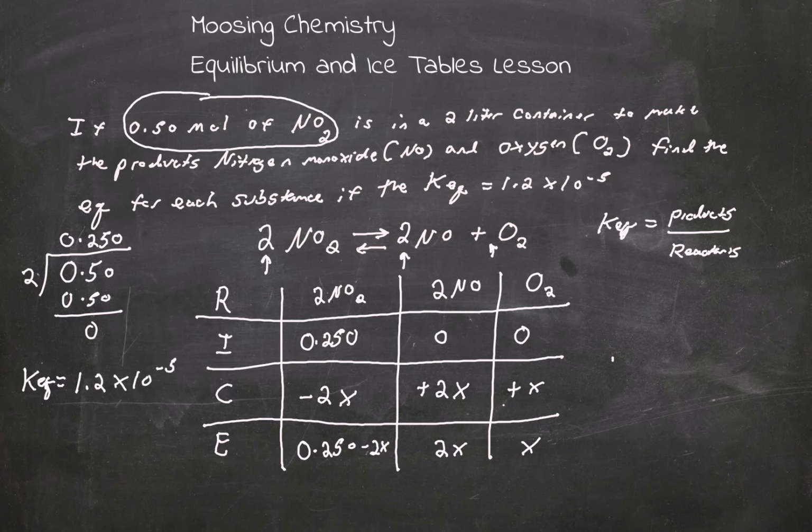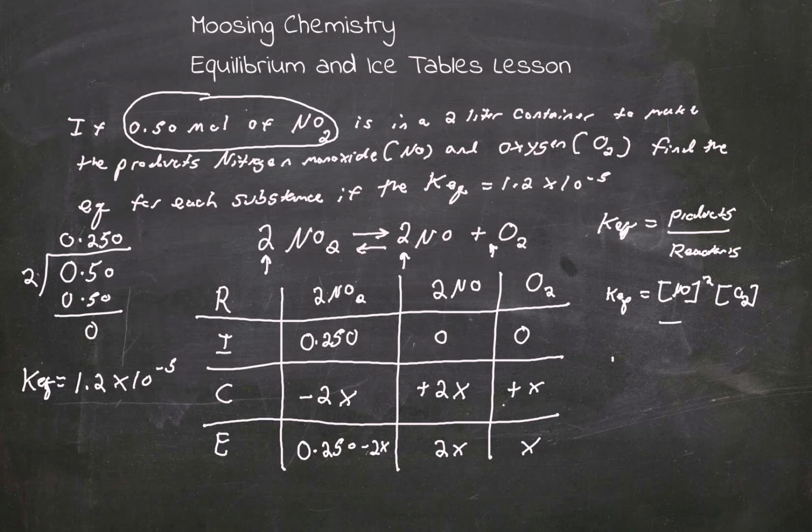All right, so now we need to set up our KEQ equation. Remember that KEQ is going to be, we have NO, our products, with a 2 up here, and we have our O2 here. Why do we have a 2 on the NO? Because we have a 2 right there. All right, so let's go ahead and get rid of that 2 there.